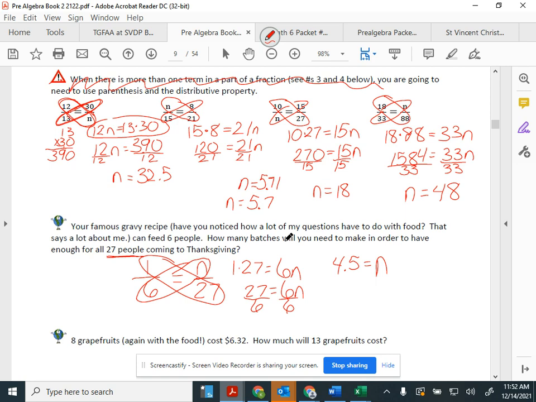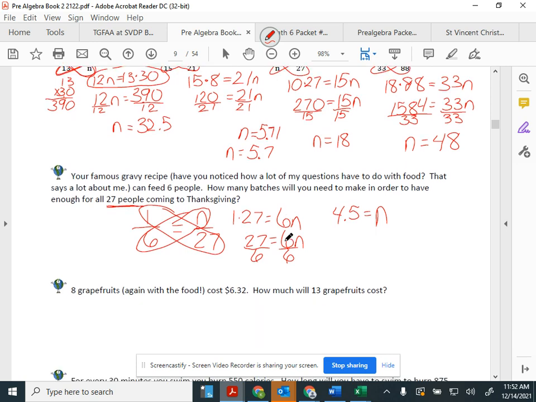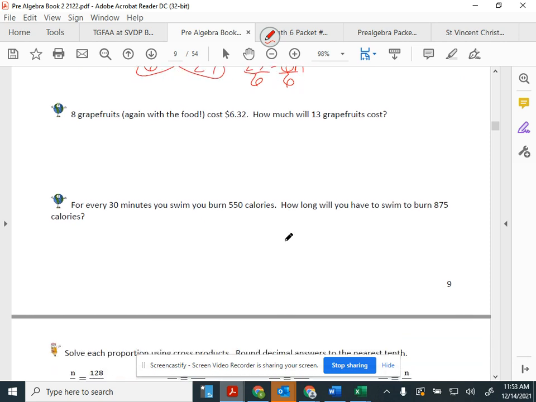Let's look at our next one. 8 grapefruits, again with the food, Mr. Schultz. The cost is $6.32. How much will 13 grapefruits cost? How should I set this up? Izzy? 8 over 6.32 equal to n over 13. And then we have to do our cross products.